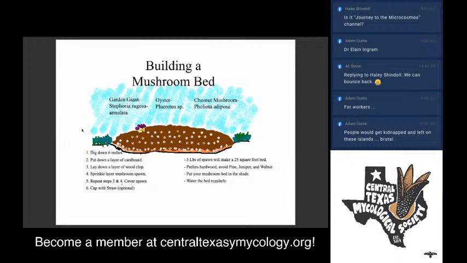You can make oyster mushroom beds, or chestnut fungi, which is just another type of culinary fungi, the Pholiota adiposa, which is the Latin name for that one.